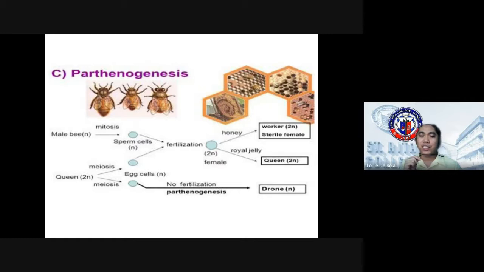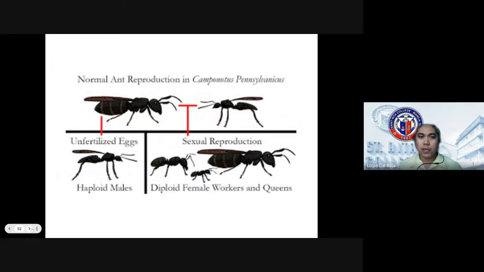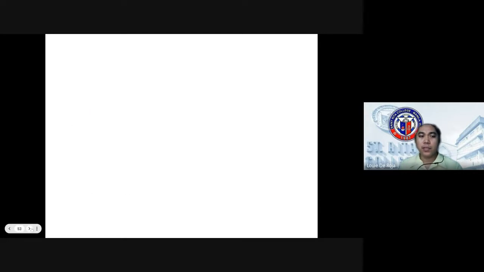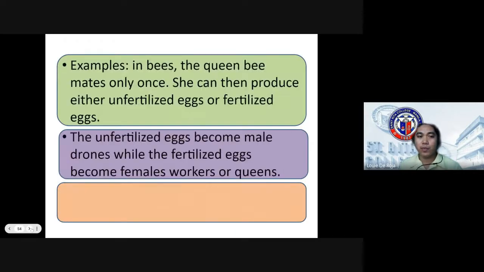Kapag wala pong fertilization na nangyari, yung egg na nilabas o nirelease ng queen ay walang fertilization na mangyayari, madedevelop siya at magiging drone. Yung drone na yon yung male bee. No fertilization. Ito yung tinatawag natin parthenogenesis. So, nangyayari lang ito sa mga colony, yung mga katulad ng ants, bees, wasp. Same lang siya ng style ng reproduction.